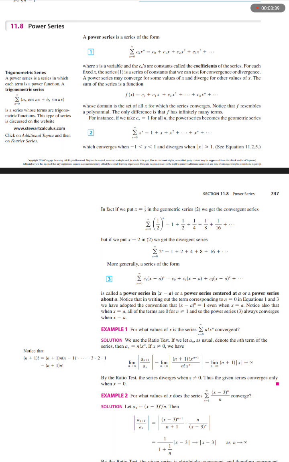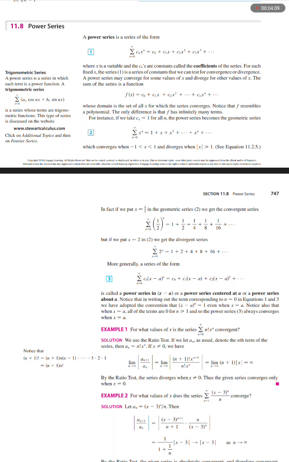equation 3, the sum from n equals 0 to infinity of c_n (x minus a)^n equals c_0 plus c_1 (x minus a) plus c_2 (x minus a) squared plus ellipsis is called a power series in (x minus a), or a power series centered at a, or a power series about a.